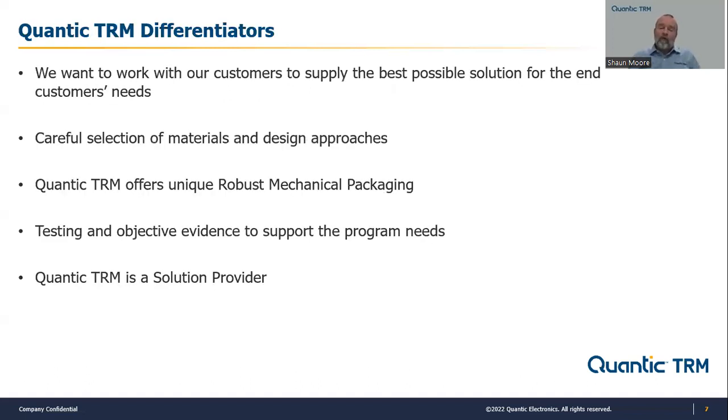Sure. So Quantic TRM, I think, as our main differentiator here, is we want to work with our customers to make sure that the product that we deliver is indeed the product that they need. This is a very important piece for us, to make sure that the product the customer ends up with really is what they need. And this is going through and having that discussion with them to make sure that all of the subtle things that happen as part of the design and the implementation into the system are addressed.